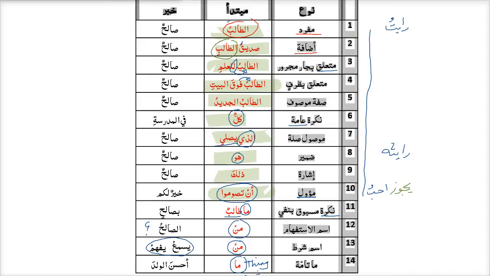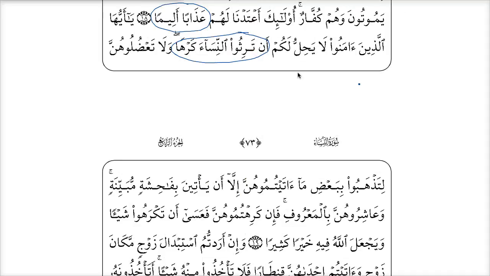Yeah. Excellent. Correct. So here, this is the fa'il. Put F for fa'il. It's not halal for you to do what? أن ترثوا النساء كرها. That you forcefully inherit women. So that's the fa'il. مؤول.